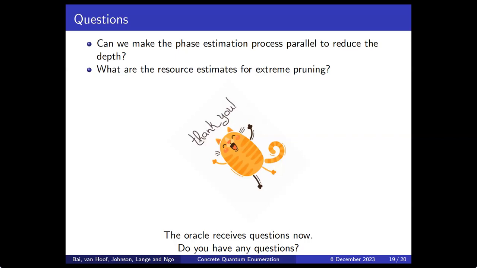And then they do binary tree conversion for this one, but there is some underlying, some hidden cost that I think we are not clear about. So it's going to be interesting to see the resource estimate for that. So thank you. If you have any questions, we are happy to answer.